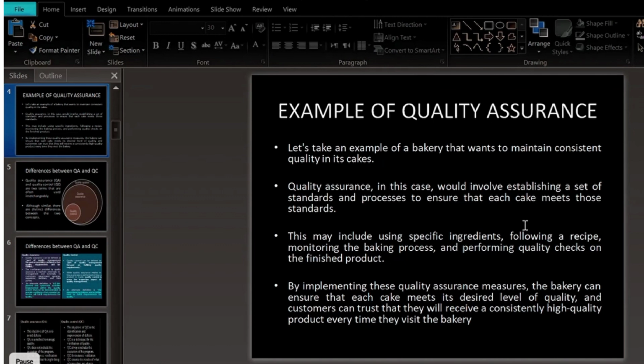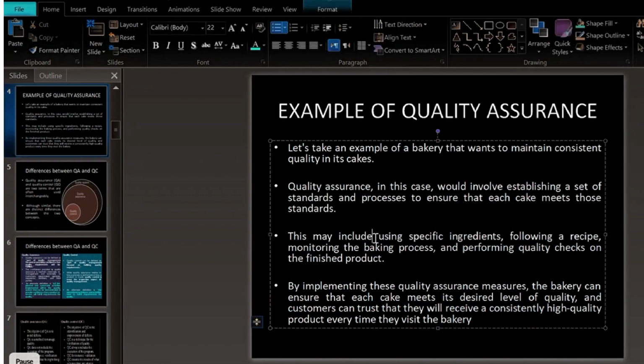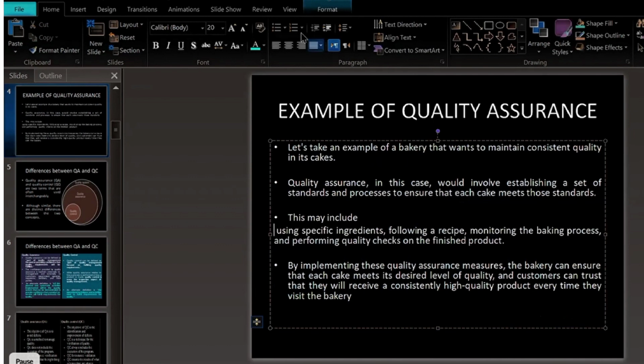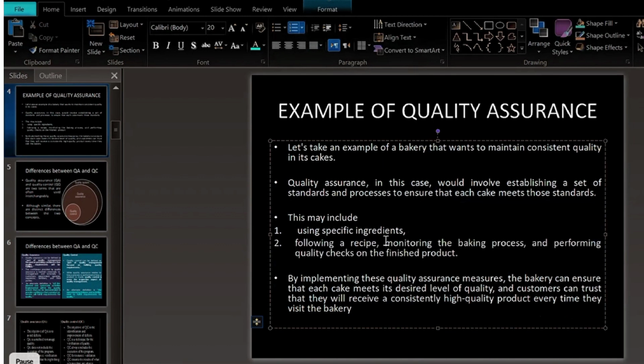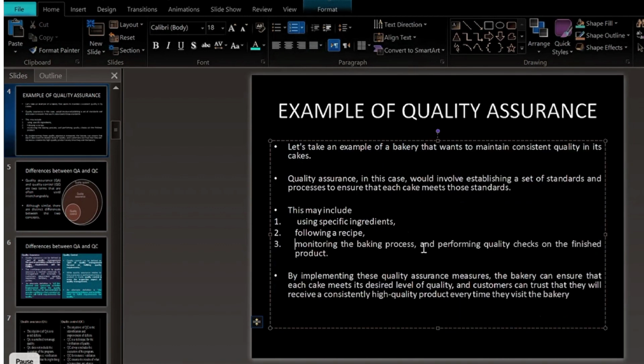And if we talk about bakeries, then quality assurance in that term may include using specific ingredients, following a recipe, monitoring the baking process, performing quality checks on the finished products. Now, this example could be of a bakery, but when we talk about quality assurance, it includes these factors which cannot be ignored at any stage: using specific ingredients, following the set recipe, monitoring the process.